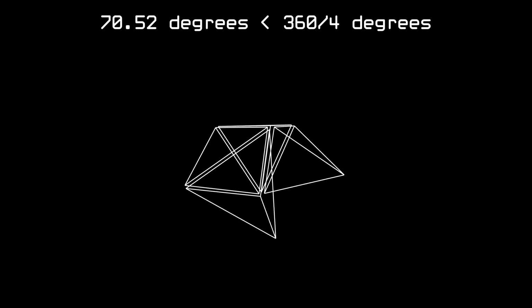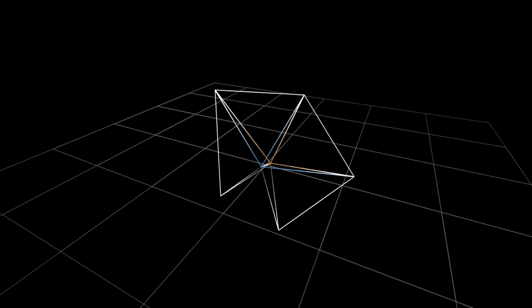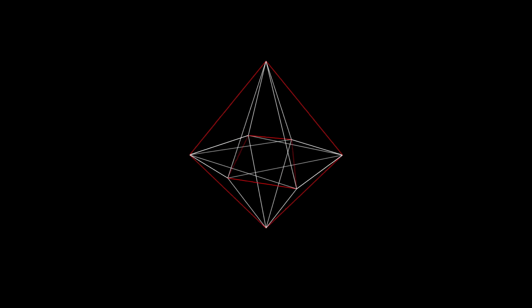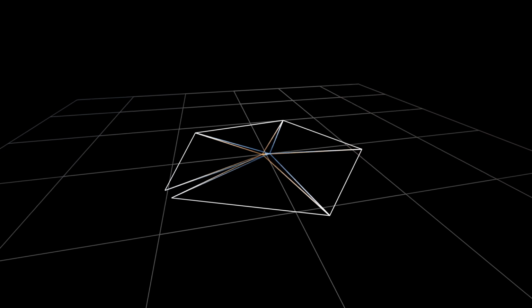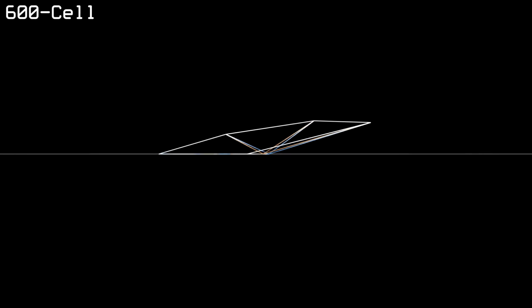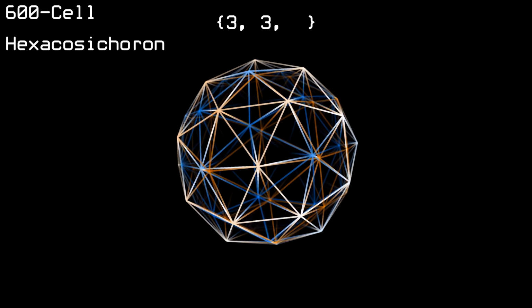The tetrahedron's dihedral angle is also smaller than 90 degrees, and folding 4 around an edge gives us the 16 cell. It has 2 perpendicular rings of 4 vertices. Finally, it's also smaller than 72 degrees, and folding 5 gives us a platonic solid we haven't seen before. The 600 cell, also called the hexacosichoron, has the Schläfli symbol {3,3,5}.